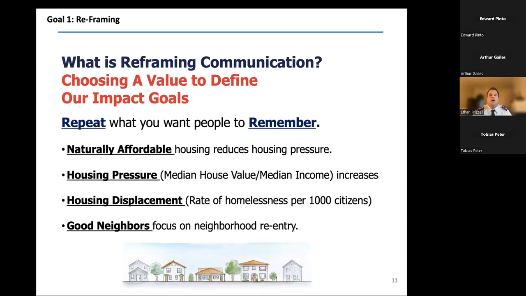Also, repeat what you want people to remember. If you take something away from our time this afternoon, I hope you might repeat that naturally affordable housing reduces housing pressure. Housing pressure increases housing displacement, and good neighbors focus on neighborhood reentry, making sure that all neighbors have the opportunity for housing. Naturally affordable housing brought by light touch density reduces housing pressure. Housing pressure, when increased, increases housing displacement, but good neighbors focus on neighborhood reentry and reducing housing pressure.